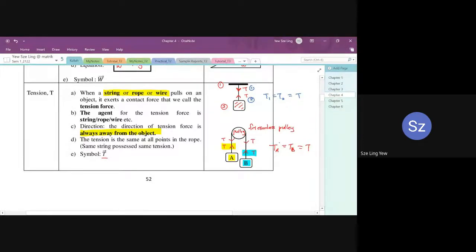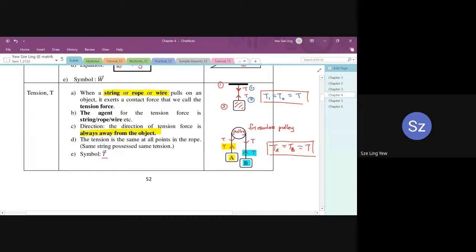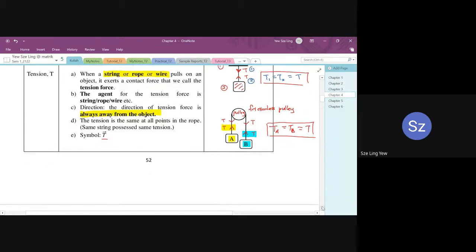Therefore, I can say A is equal to B. So case number 1 is T1 equals T2. Now for the second case: because you're looking at the same string, they are connected by it. If they are connected by different strings, I'm just going to give you one more example.